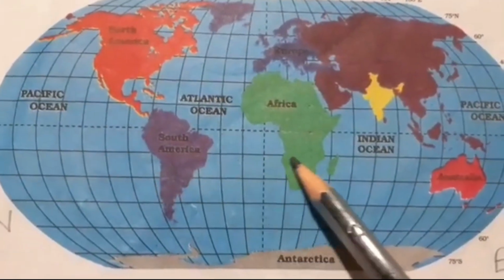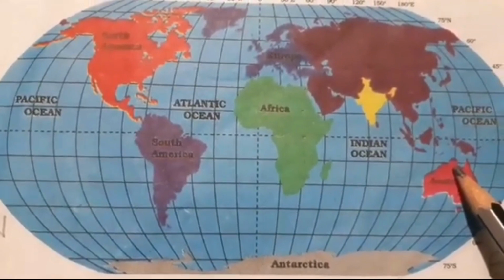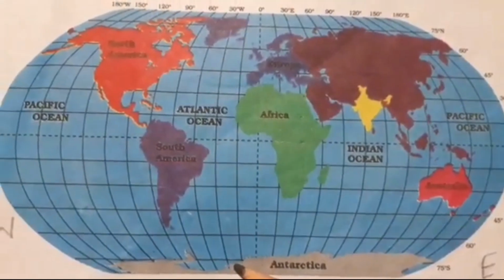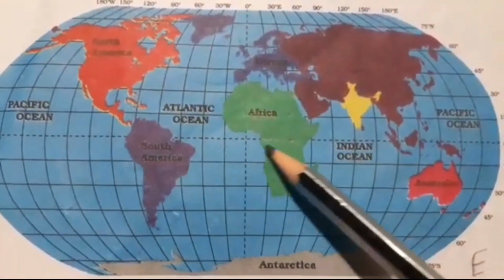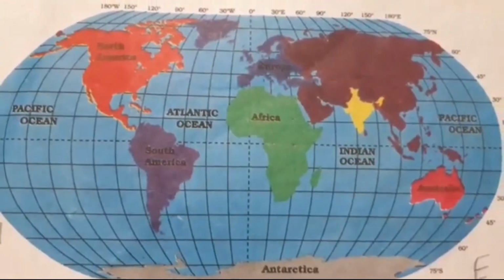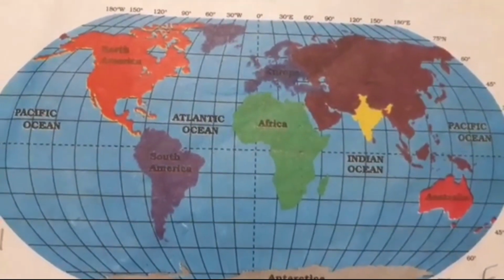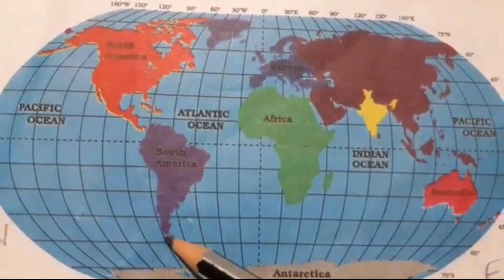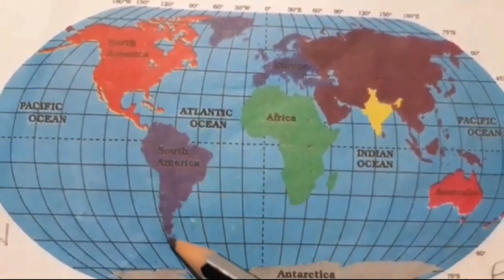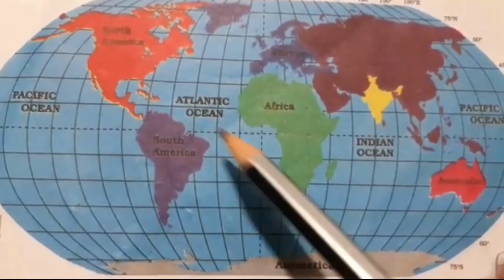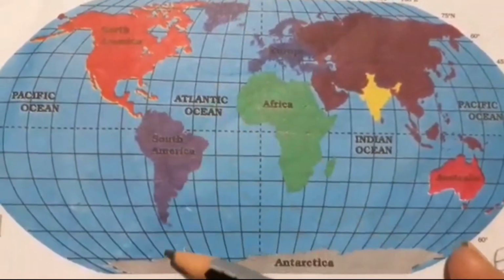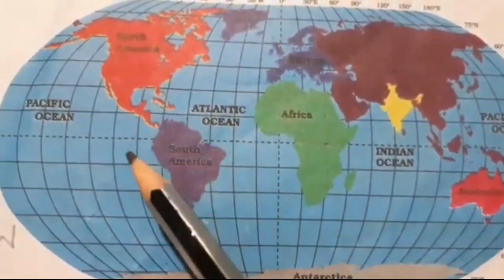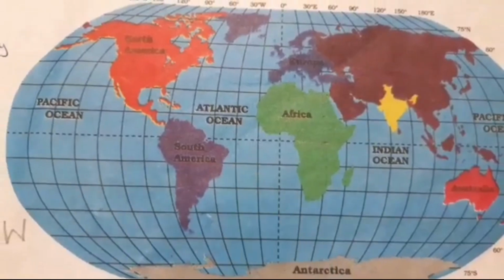The globe has horizontal lines known as latitudes and vertical lines known as longitudes. Now, these are imaginary lines used to locate any place on the map. So we can say that all countries lie between two latitudes. Now, if you take South America, you see this is one latitude, this is another latitude. So South America is between two latitudes and two longitudes.